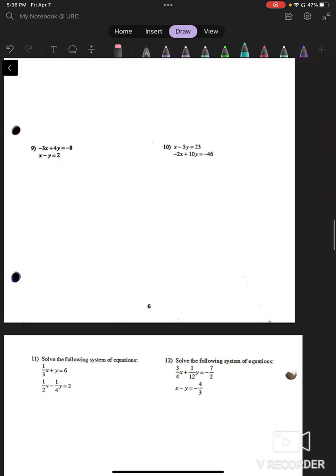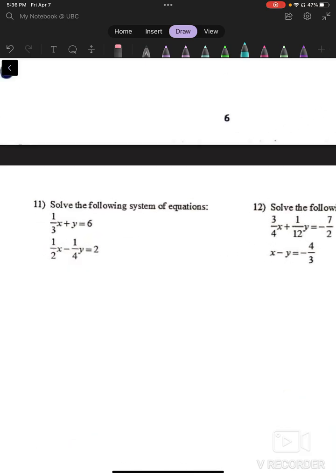Sometimes they'll give you fractions, which are not that much different. You just have to multiply the whole equation by the base of the fraction so that you get rid of the fraction, and that way it's a lot easier for you to solve. You also do not have to do this. You can solve the equations with the fractions, it's just a little bit harder. So I would first multiply the whole equation.